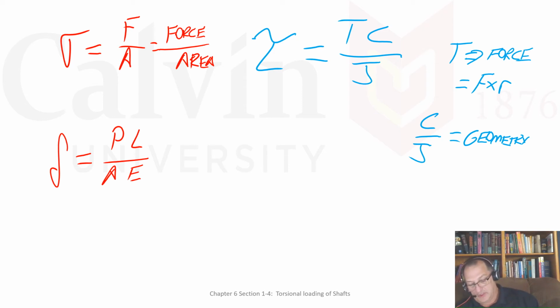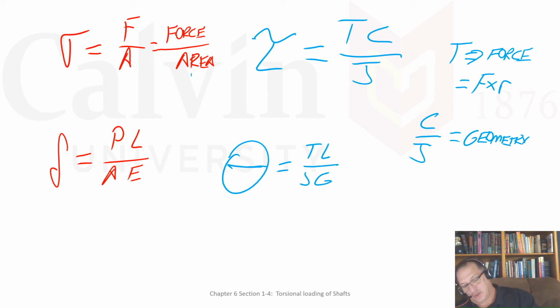Now, in a rotational world, I'm measuring theta. That's how much does this twist? And that is equal to TL over JG. And this, we've got to go back and start taking a look at this torque, and I'll start drawing some lines. The force and the torque are the same idea. That's how much I'm pushing, how much I'm pulling, how much I'm causing it to twist.